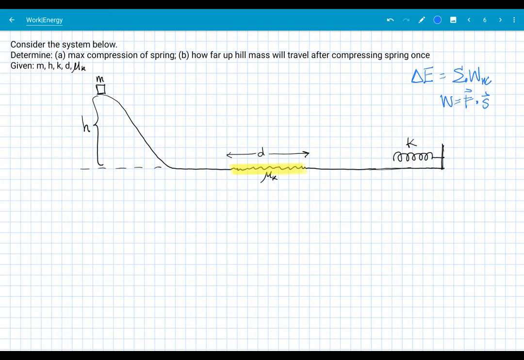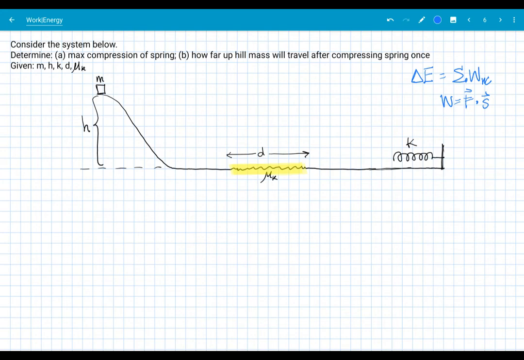So we want to find the maximum compression of the spring. So that'll happen the first time the block slides down. It'll go across the frictiony patch there. Some of our mechanical energy will go to friction there, right? And then the spring will be compressed through some displacement. And that's what we're asked to find, is that compression.